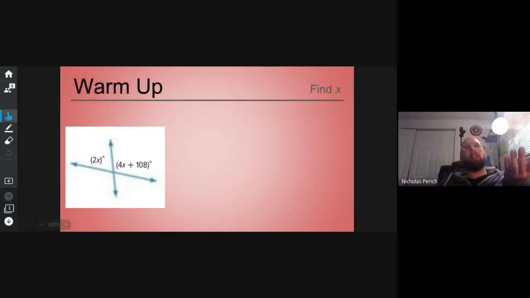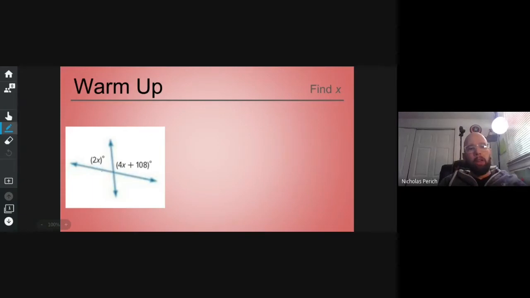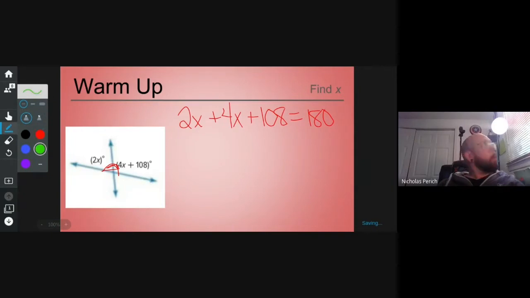This is what we did yesterday, or previously. What we have here is what's called a linear pair, or supplementary angles. So I know that these two, when added together, will get you 180. So why don't I do that? 2x plus 4x plus 108 equals 180. I can combine like terms right away.